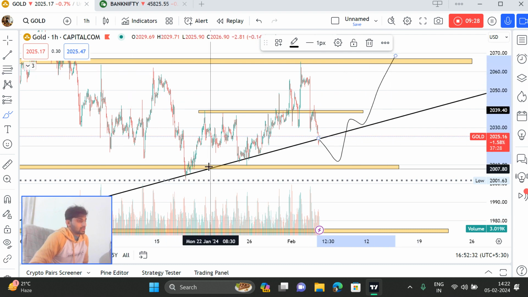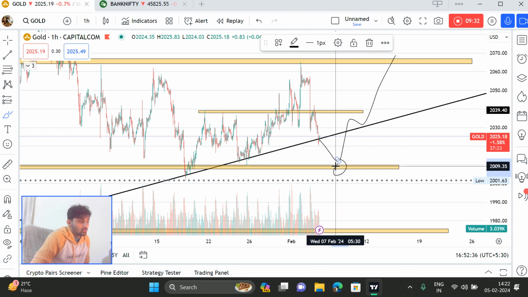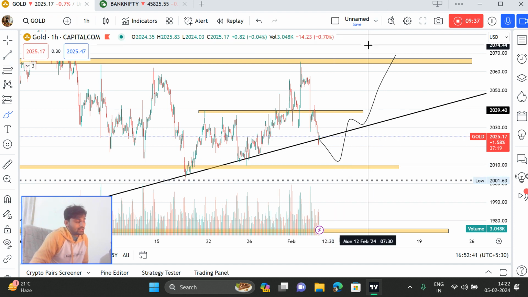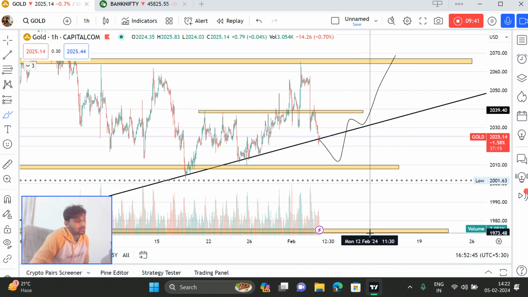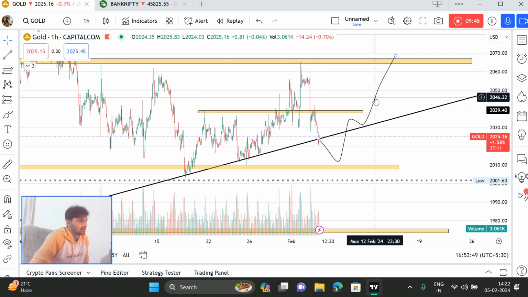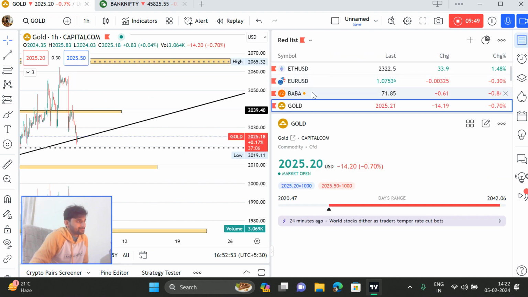Okay, so if it breaks out of the first level, you will close your first level here, 2009, 2010. This is a big support level, guys. If it breaks out, this is the confirmation it will go down to 1973. We can see the target level there, right? So I hope you understand this one.